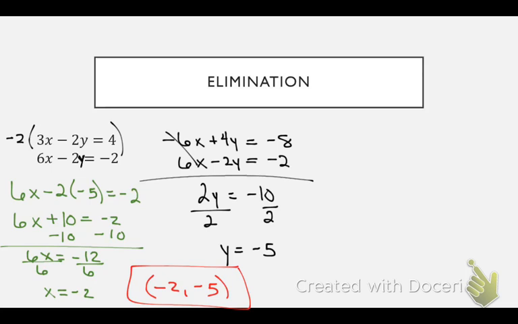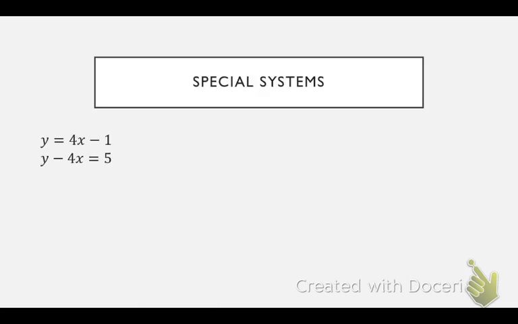All right, so elimination. Now I have special systems. Remember in this section, guys, I do not tell you which method to use. You have to figure out what's the method that is going to get you to your answer in the easiest way. So you have, and guys, this is not a typo, y equals 4x minus 1 and y minus 4x equals 5. It's not a typo.